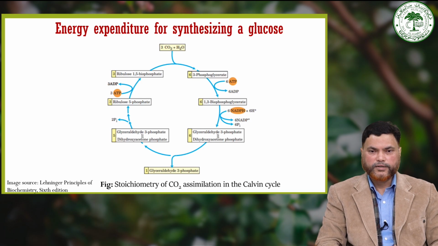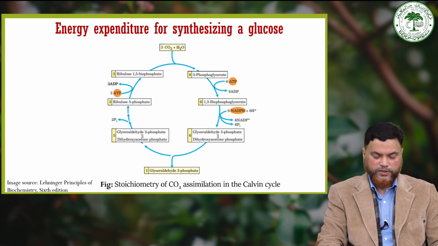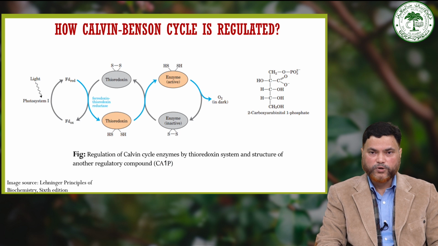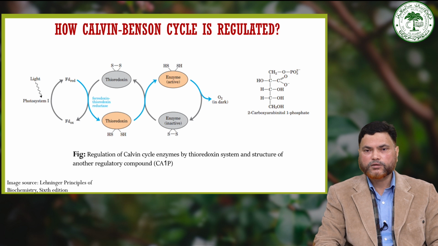In my next lecture, I am going to go into the details of how the Calvin cycle is regulated. This is a very important aspect. We must go into the details of how this Calvin cycle is regulated. So what happens during the daytime? Plants basically utilize light energy and engage in photosynthesis to meet the energy requirement.